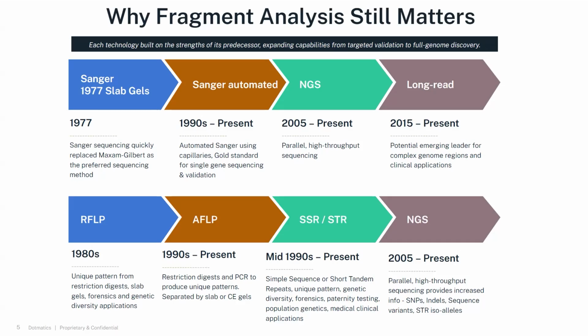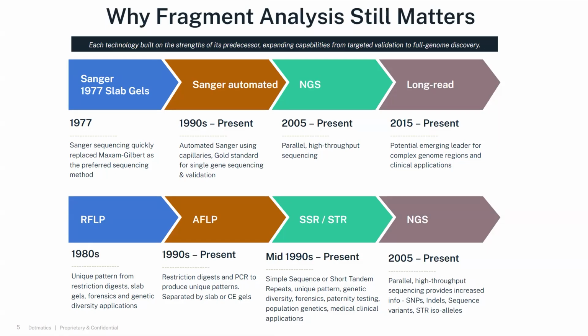I do want to pause to mention that even though NGS for these applications provides additional information, such as STR isoalleles, the positives obtained from copy number variation screening in NGS are confirmed via fragment tests, such as MLPA with CE separation of fragments. Each technology is built on the strengths of its predecessors, expanding capabilities in fields as diverse as population genetic diversity, forensics, and medical and clinical research, and aiding in diagnostics.